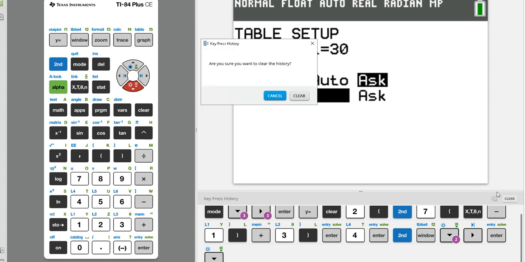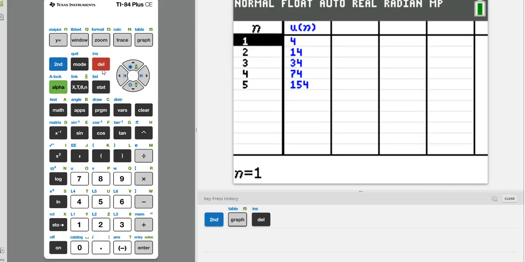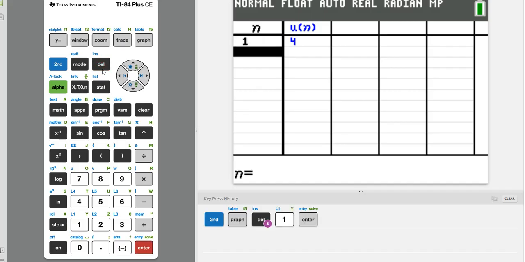Once we have that, let's go to our table. So I'm going to hit the second key, then the graph key. And let's just delete all that stuff there. We can type things in ourselves. If you type in a 1, it says, yeah, okay, we got you.